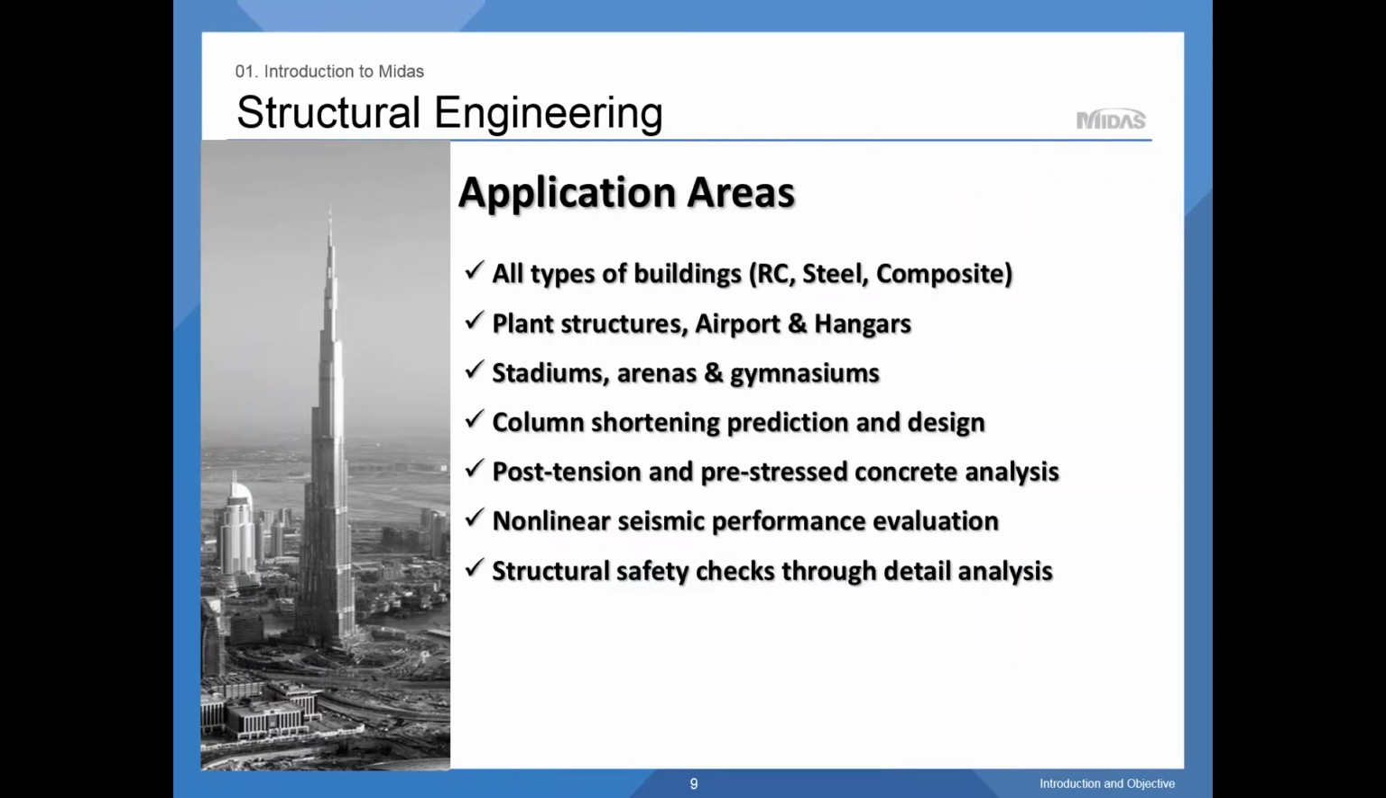Well, as for the application areas of the building analysis and design software Midas Gen, it can handle all types of buildings including RC, steel, composite, then steel structures like plants, airports and hangars, stadiums, arenas and gymnasiums. As I mentioned, column shortening prediction as per all the international codes can be done, and design as well. Pre-stressing and post-tensioning analysis can also be performed along with non-linear seismic performance evaluation, and structural safety checks through detailed analysis. Performance-based design can also be done in Midas Gen.